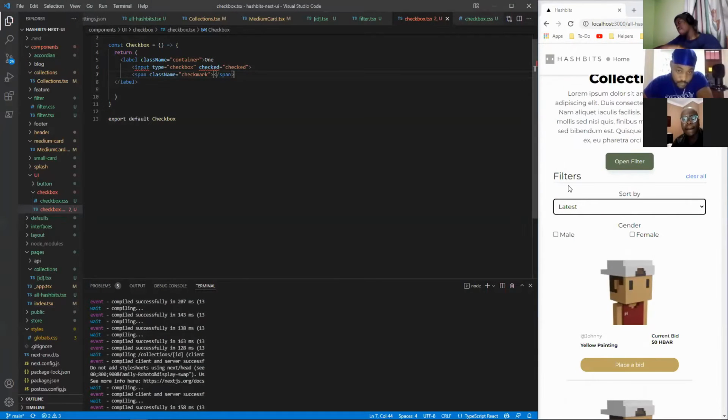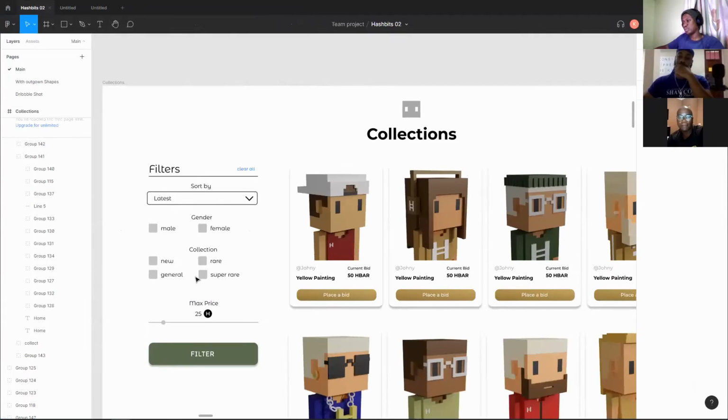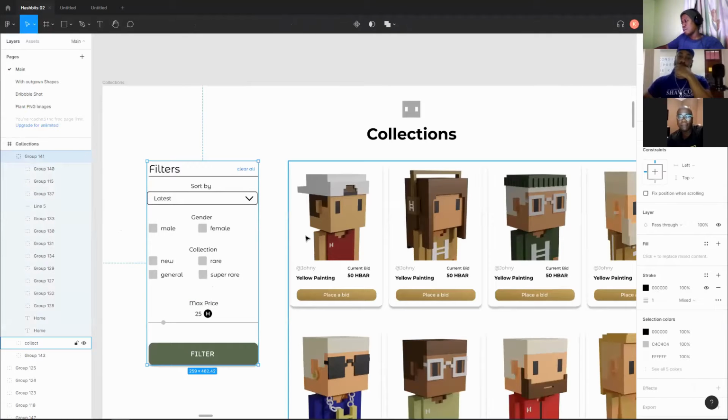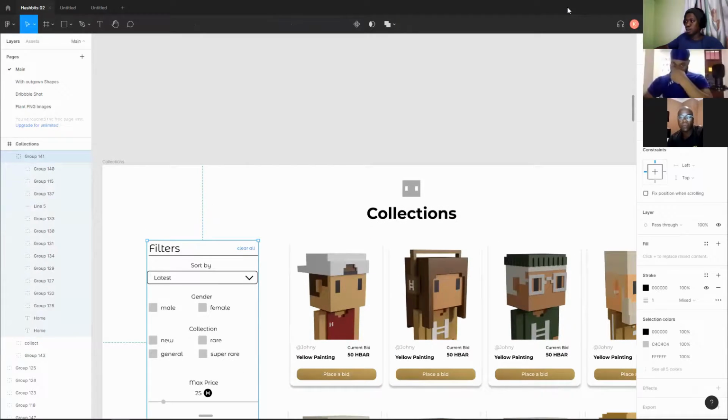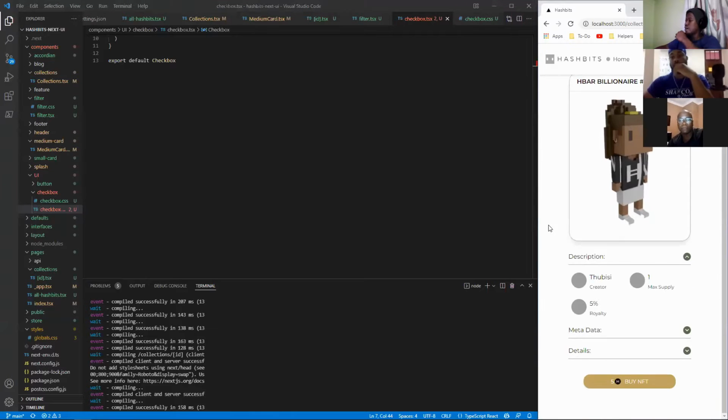Cool. From my side, you guys know me. Just some UI stuff. So basically building this custom checkbox. It shouldn't take too long. Finishing off the filter. Basically completed the individual page.